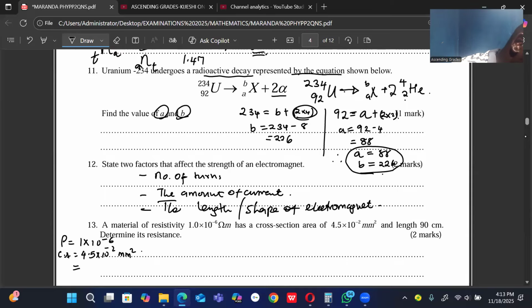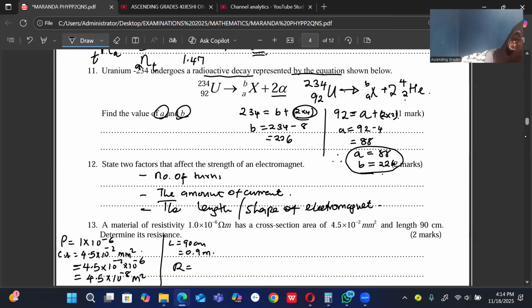And this one in SI units, you just need to divide by 1 million, or you multiply by 10 raised to power negative 6. So it is 4.5 times 10 raised to power negative 2 times 10 raised to power negative 6, which gives me 4.5 times 10 raised to power negative 8 square meters. Then we have our length of 90 centimeters. In SI unit, it becomes 0.9 meters.